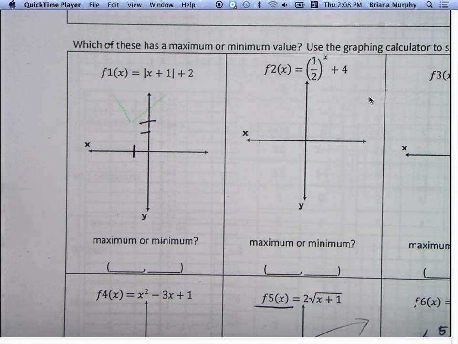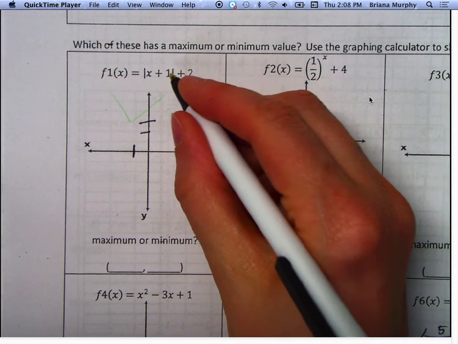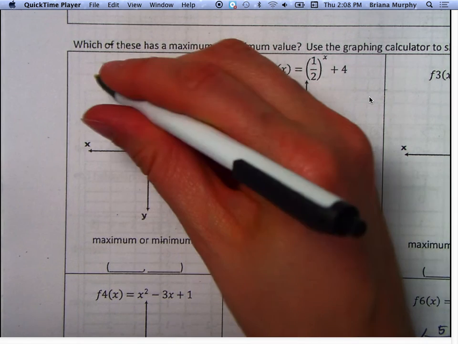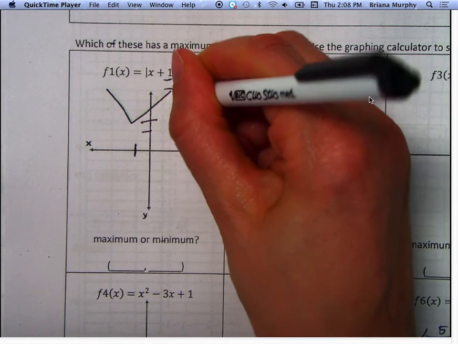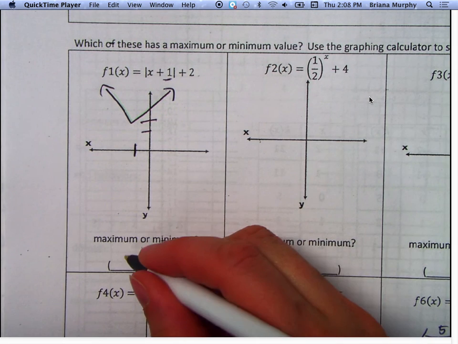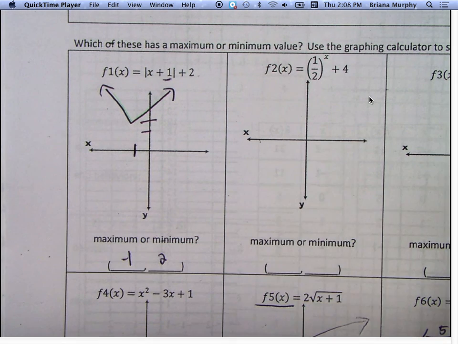Wait, why? Because this tells me it's inside, tells me it goes to the left. This tells me it goes up. Yep, I was right. Is it a minimum? It is a minimum. There's a bottom. So my bottom is -1, 2, right?